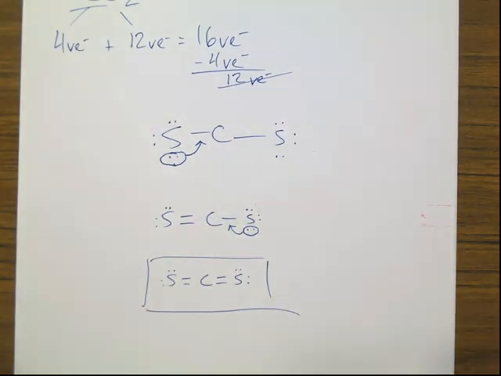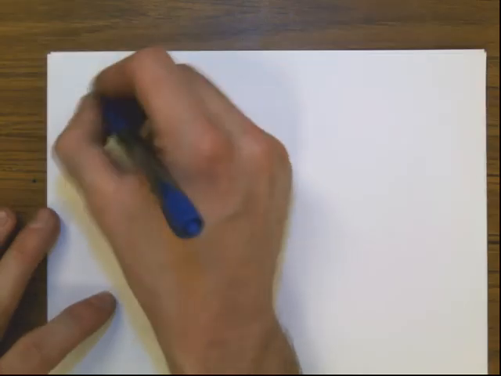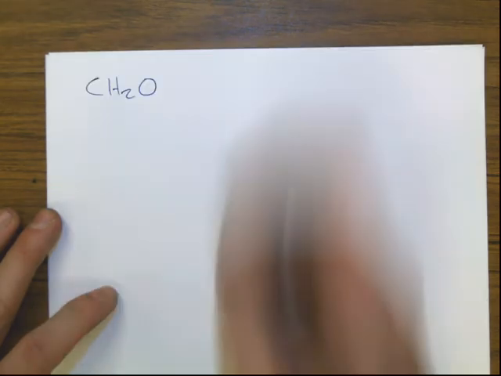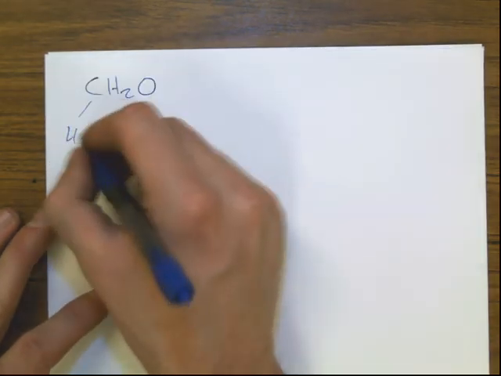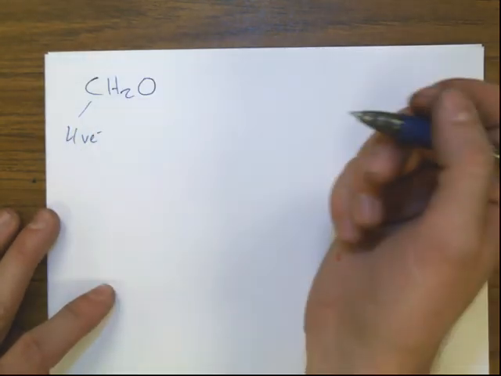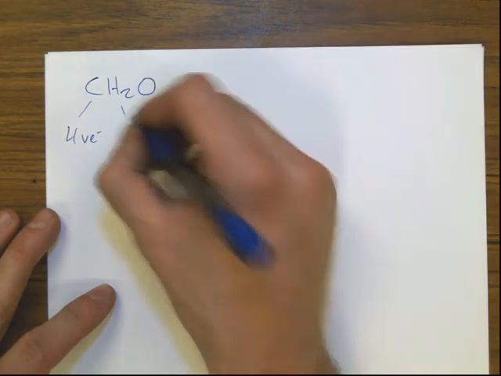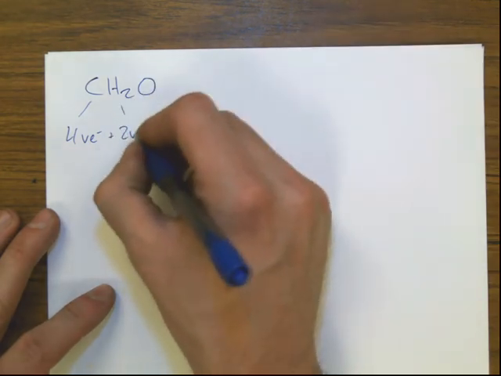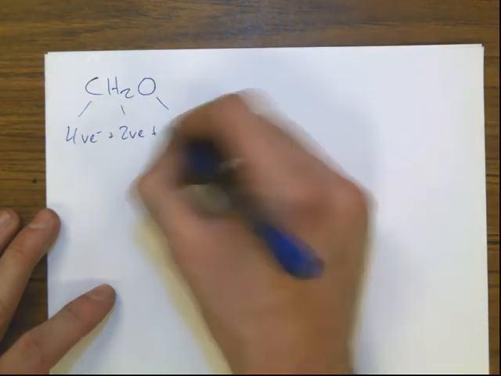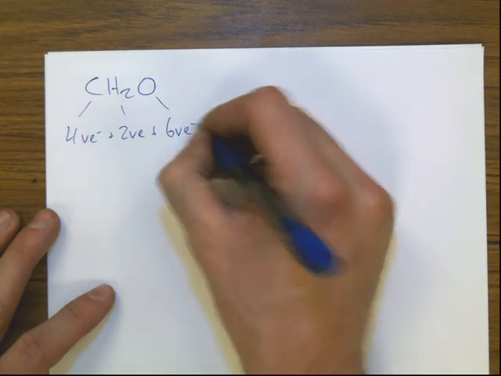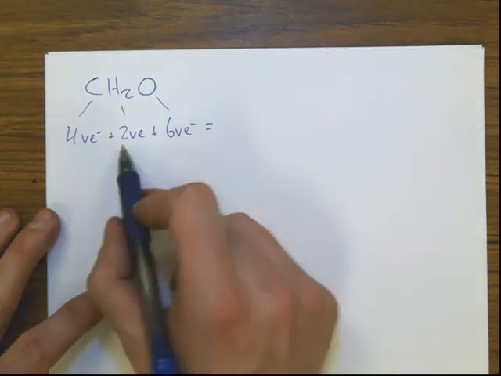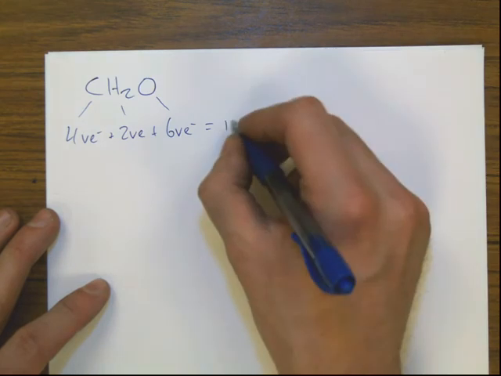Now we're going to do a different problem. We're going to do CH2O. CH2O, we're going to follow the same process we did before. Carbon has 4 valence electrons. Each hydrogen has 1. I have 2 hydrogens, so that's a total of 2 valence electrons. And oxygen has 6 valence electrons. So I'm going to add all of those together. 4 plus 2 plus 6 is 12 valence electrons.